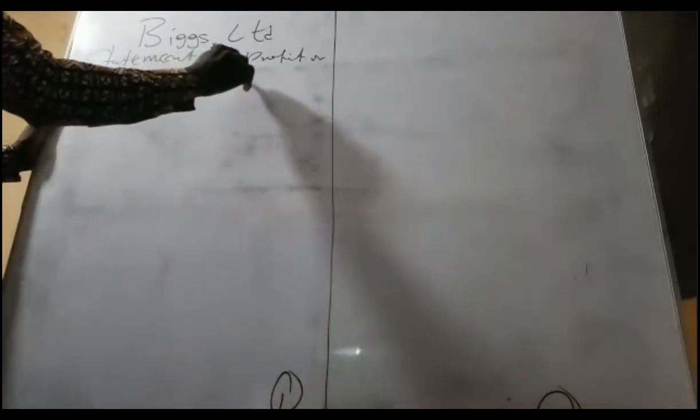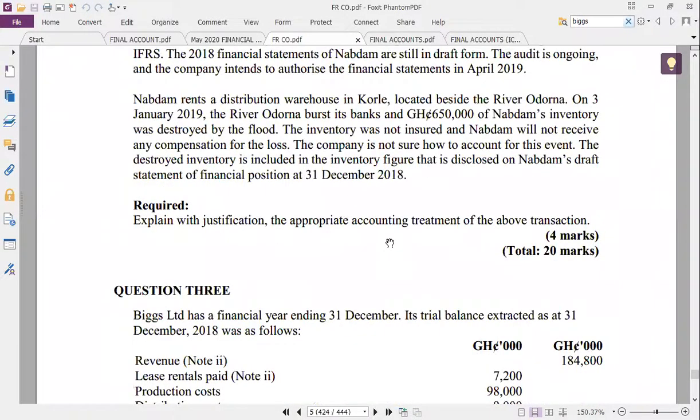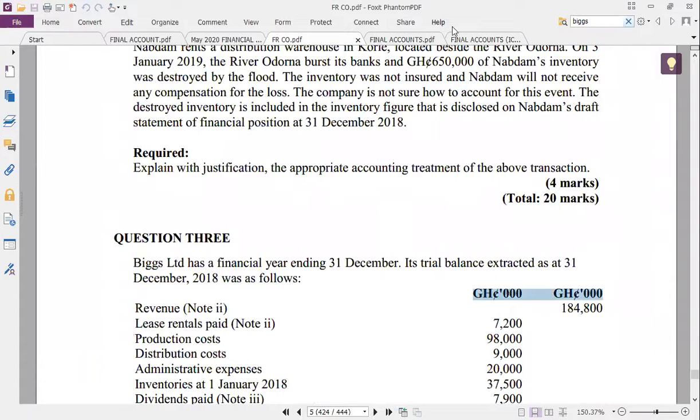Then I should prepare statements of profit or loss for the year ended 31st December 2018. Good. And I'll go and check the reporting currency. So the reporting currency from the question, I believe strongly, is what? Cedis. So let's check if it's with 3 zeros or it's in millions. Good. So it's in thousands of cedis. So I'll go and do that, like this. Without reading anything from the footnotes, I'll start solving.